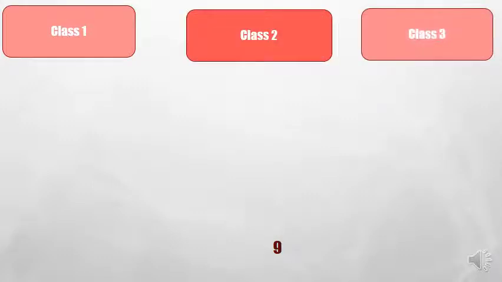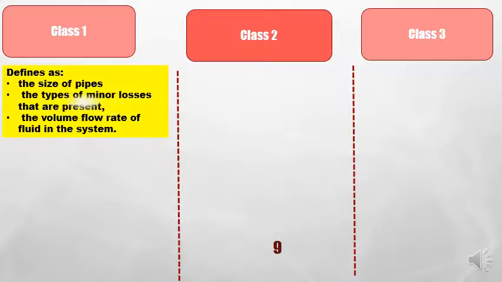Okay, so as I mentioned just now, for series pipeline, it has three main categories, which are class 1, class 2, and class 3. So what are the differences between these three different classes? Okay, let's take a look at the first class first. Usually for a class 1 series pipeline system, the system is defined by the size of the pipes, the types of minor losses that are present in the system, and the volume flow rate of the fluid in the system.